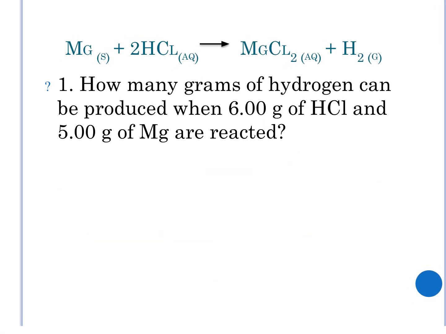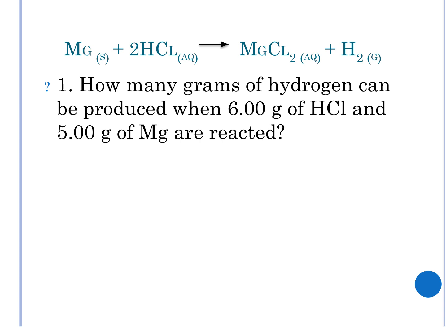Okay, we're going to do one more limiting reactant problem. It's the same thing. This one's just asking for a different type of answer. So we're going to figure out how many grams of hydrogen can be produced when 6 grams of hydrochloric acid and 5 grams of magnesium are reacted. So start out by just writing down that chemical equation.